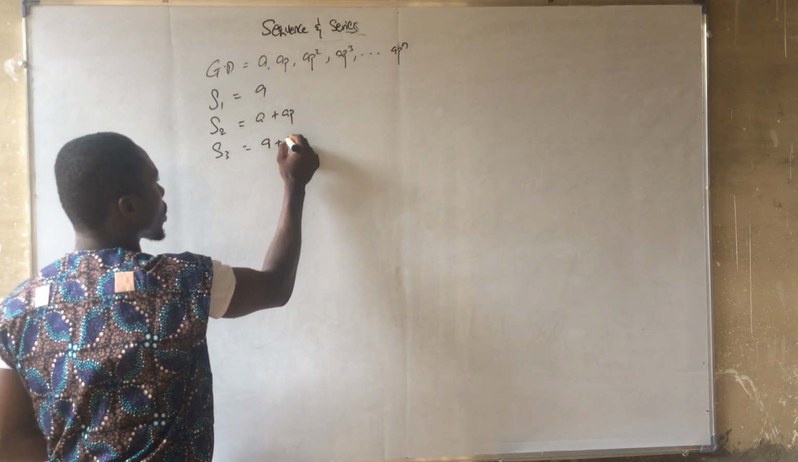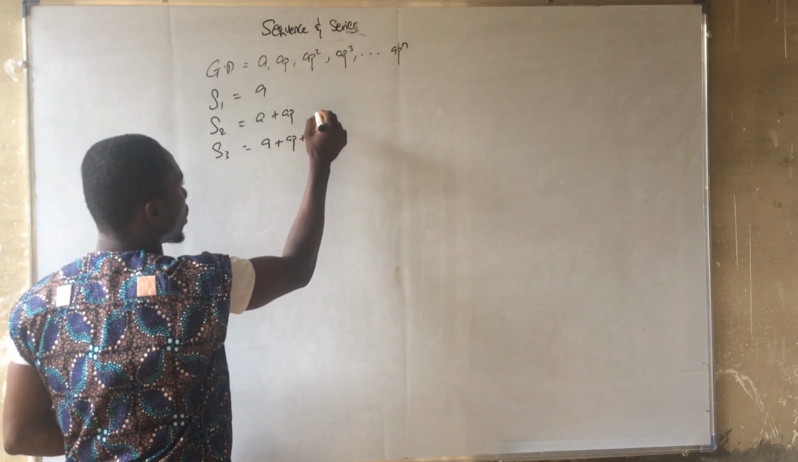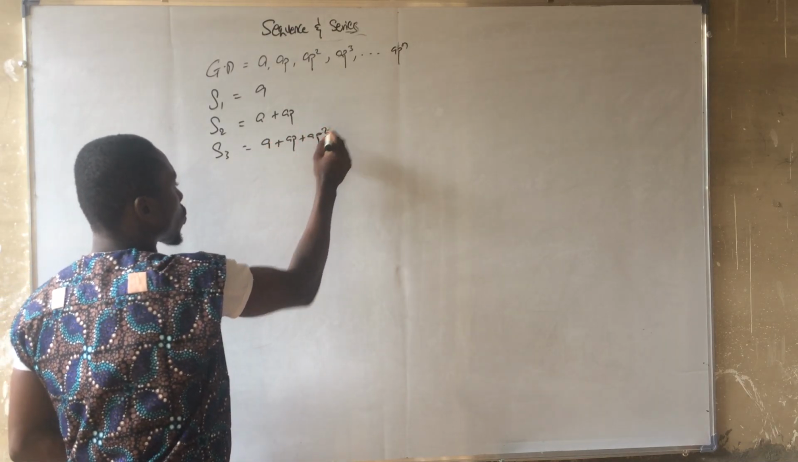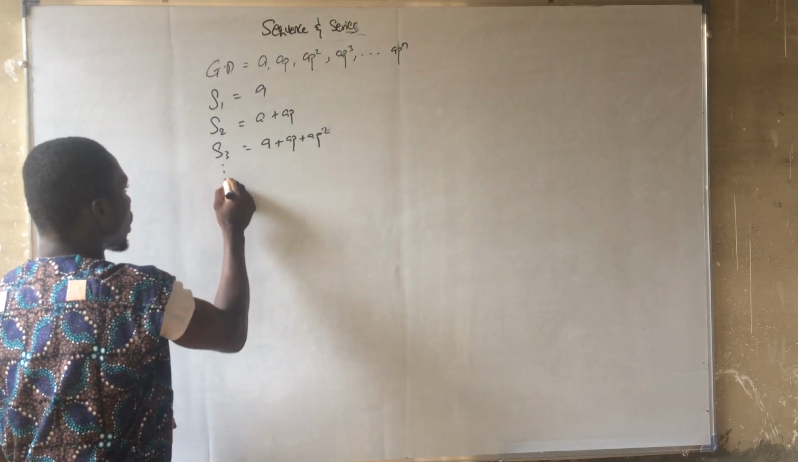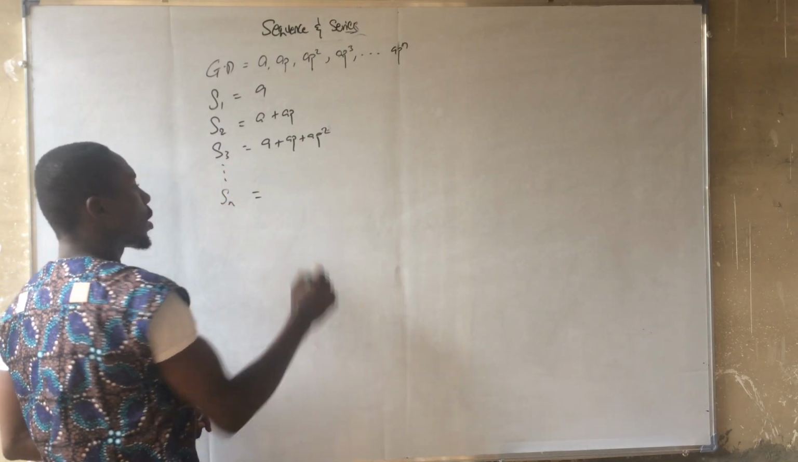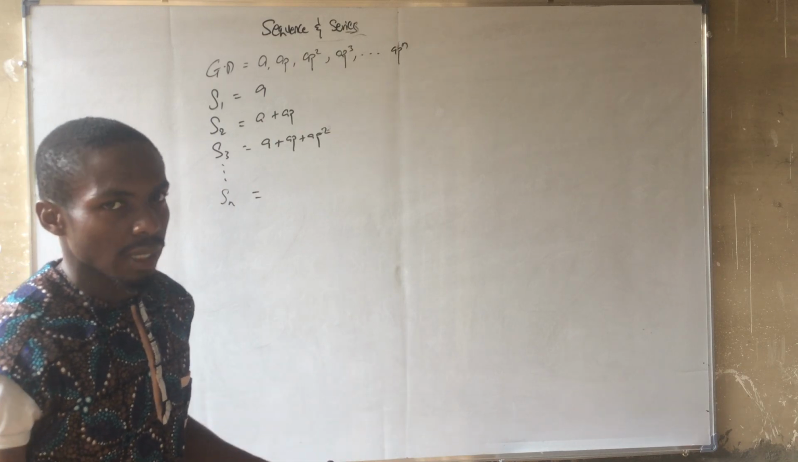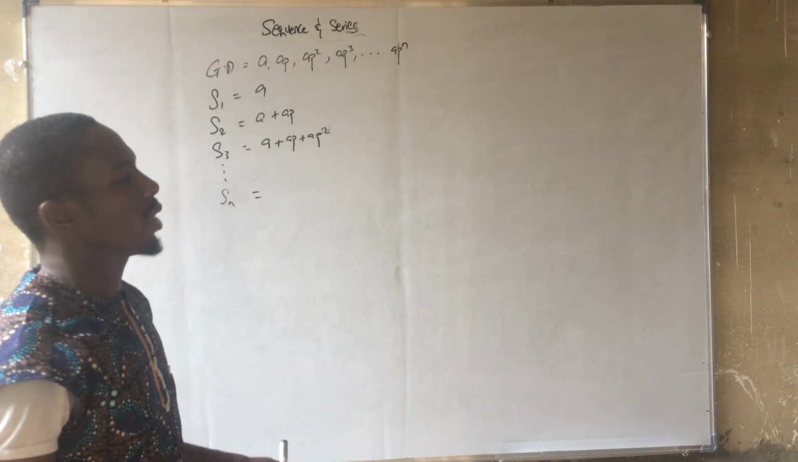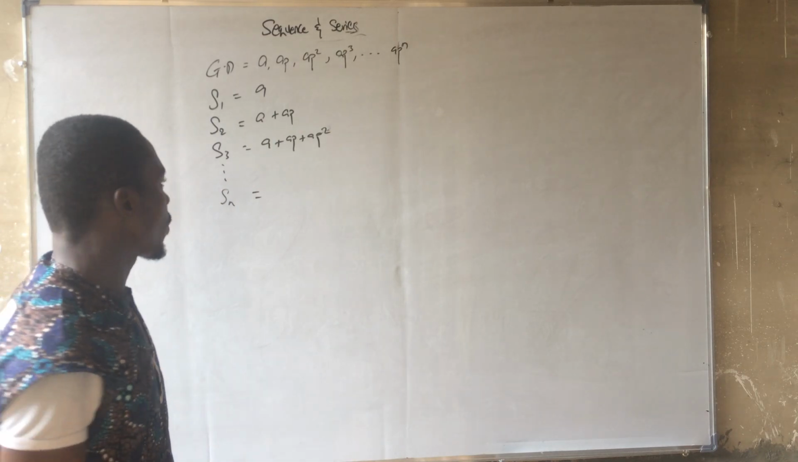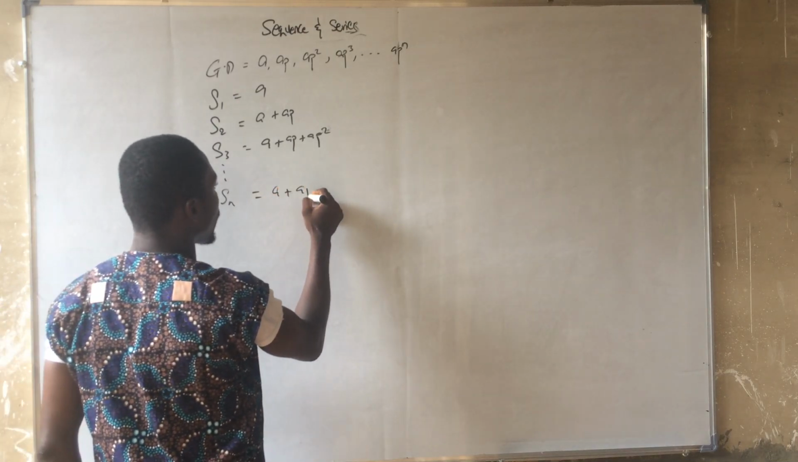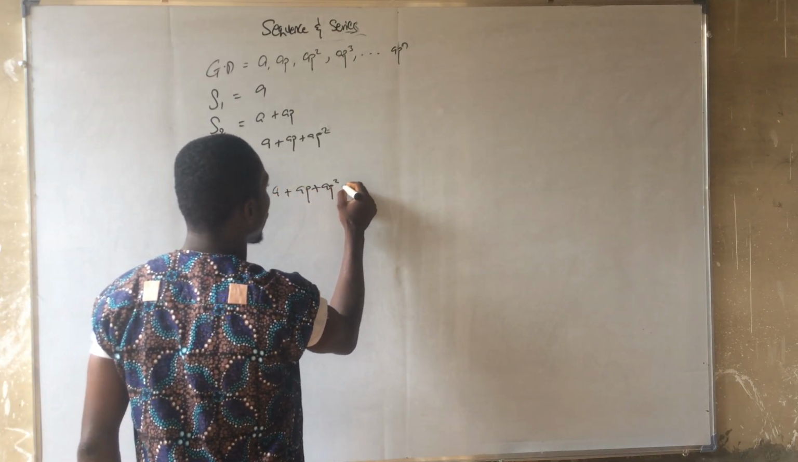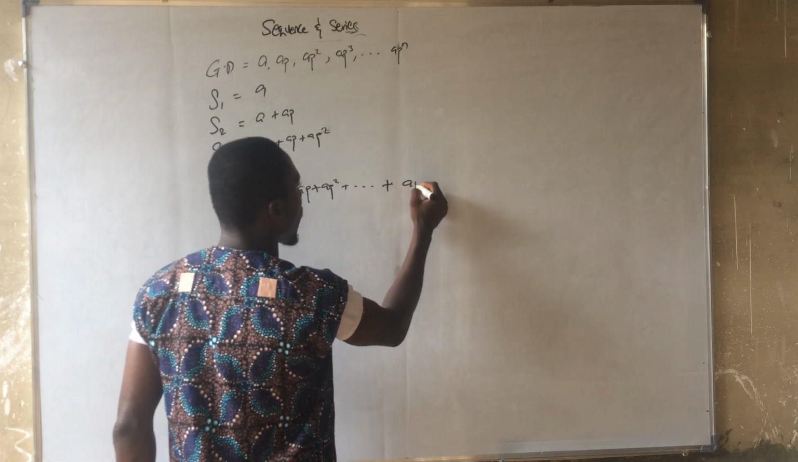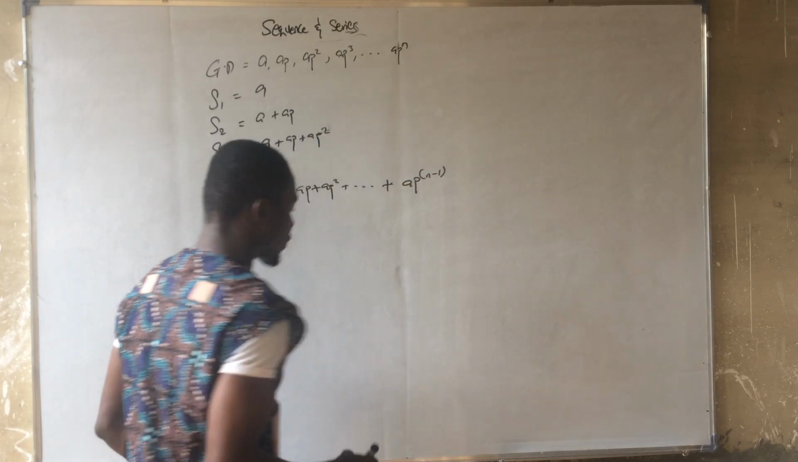We'll go back to the sum of the first three terms. It is A plus AP plus AP squared. So down to what? Sn. I want to stop at n. If you wish to stop at m, no problem. If you wish to stop at p, no problem. Anywhere you wish to stop, no problem. So this is A plus AP plus AP squared plus up to APⁿ⁻¹.